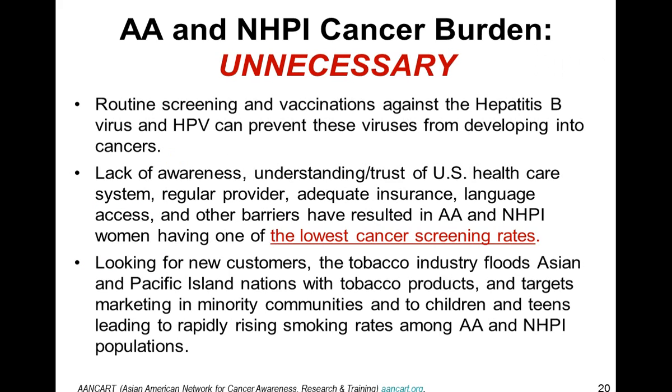So the cancer burden is unnecessary as well, and some of this is probably because of access issues, but also things like vaccinations from hepatitis B and learning to screen early for cervical cancer as well. And if these issues are controlled, then amongst Asian and Pacific Islanders, we would probably see a lower liver cancer and cervical cancer rate. Other issues are lack of awareness and understanding and trust of the U.S.